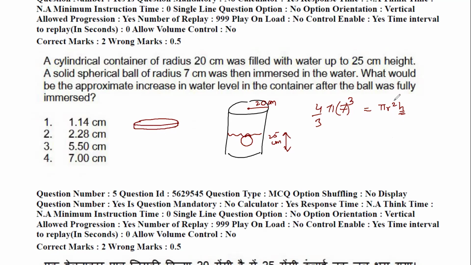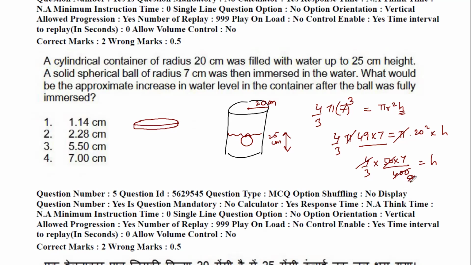So the cylinder is of the radius 20. So this whole thing, 4 by 3 pi r cube, that is 49 into 7, is equal to pi into 20 square into height, and height is what we need to find out. So pi and pi goes, correct? And then we can round off 49 as 50. So 4 by 3 into 50 into 7 by 400. So 50 goes into 400 8 times. So we finally got 4 by 3 and 7 by 8.